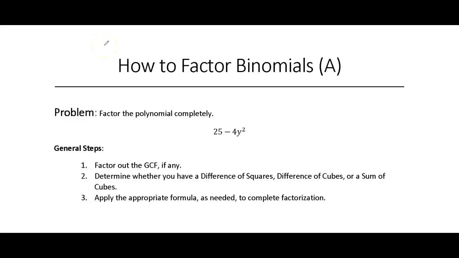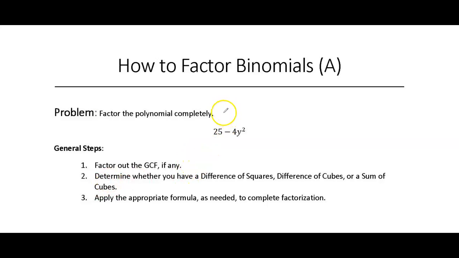How to factor binomials. Example A. Factor the polynomial completely. We have 25 minus 4y squared. As always, the first thing we want to do when factoring is check to see whether there's a GCF to factor out. With 25 minus 4y squared, there is no GCF. The 25 and the 4y squared do not have any common factors.